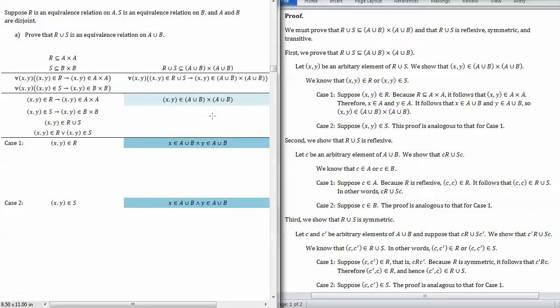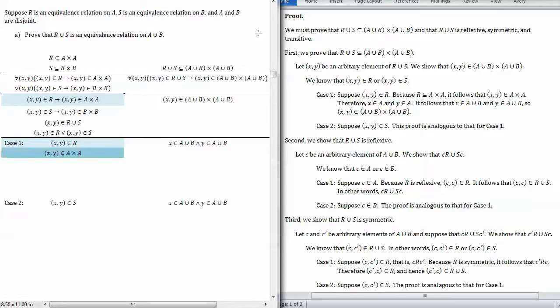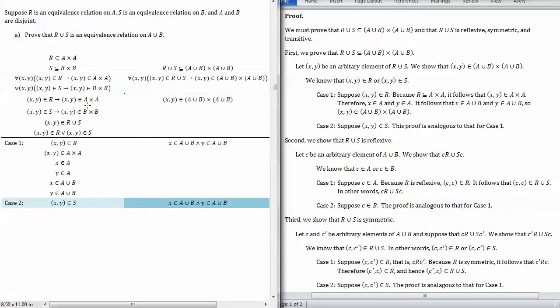And what does this mean? The definition of this is that x is in A union B and y is in A union B, so that'll be our goal in both cases. All right, and then here's where we use these statements. Because (x, y) is in R, modus ponens gives us that (x, y) is in A times A, and that means that x and y are both in A, and therefore they're certainly both in A union B, and that's what we needed for our goal. Okay, and in case 2, you're going to use this conditional up here, which came from S being a relation on B, but it's going to be exactly the same idea.